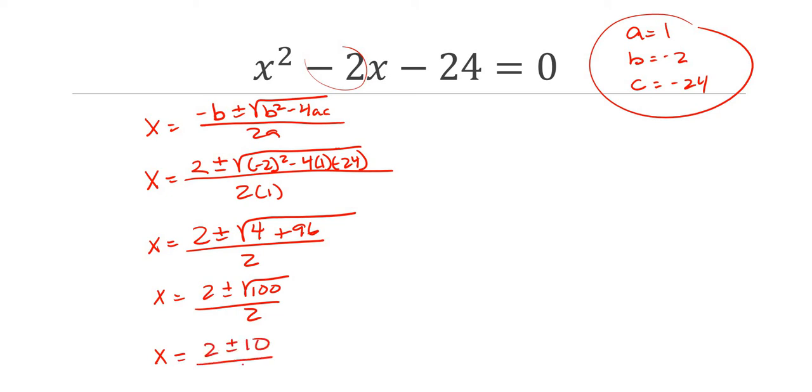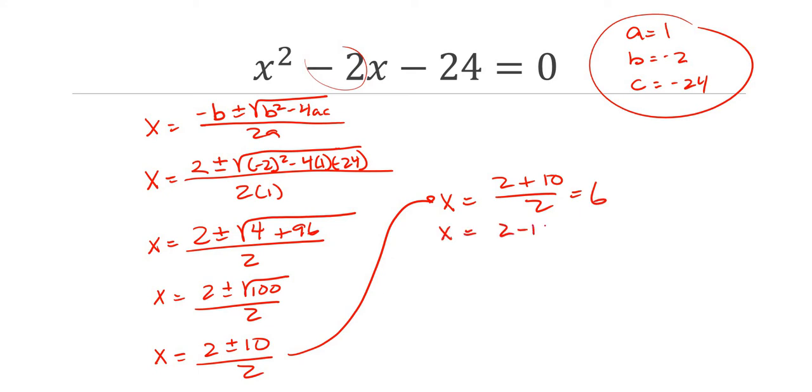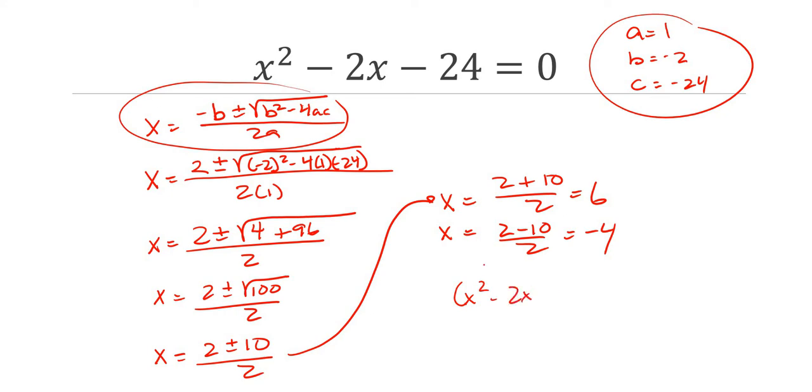The square root of 100 is a perfect square. And now I can find my two solutions. 2 plus 10 over 2, which is 6. And 2 minus 10 over 2, which is negative 4. So those are my two solutions found using the quadratic formula. Now, this particular quadratic could also have been solved using factoring. It would have been quicker, but since we're practicing the quadratic formula, that's what we used.